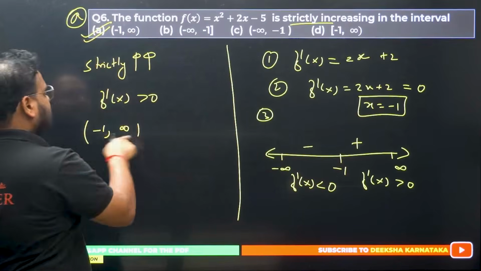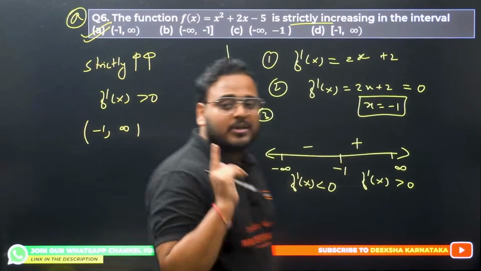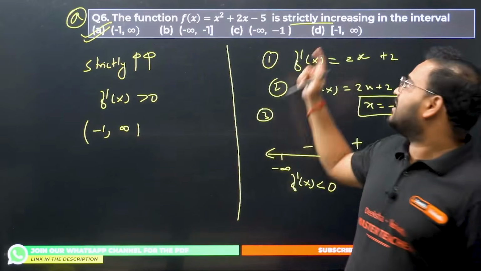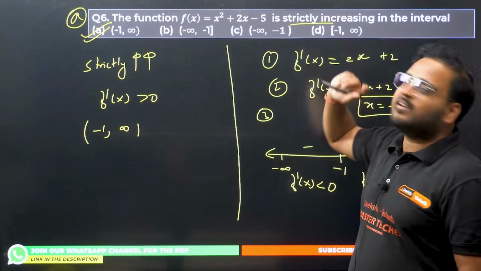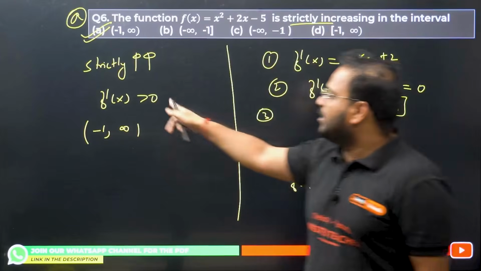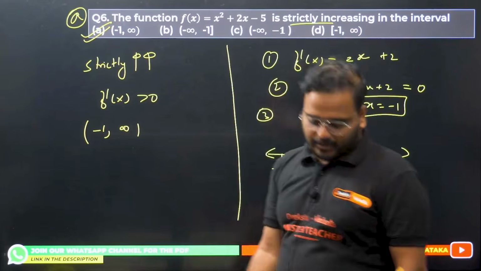Option A, which is minus 1 to infinity. I hope you can see the difference. Just the word strictly makes the change, either 1 or D. D, when there is no strictly word written over here, there will be no equality over here. Okay? Clear?